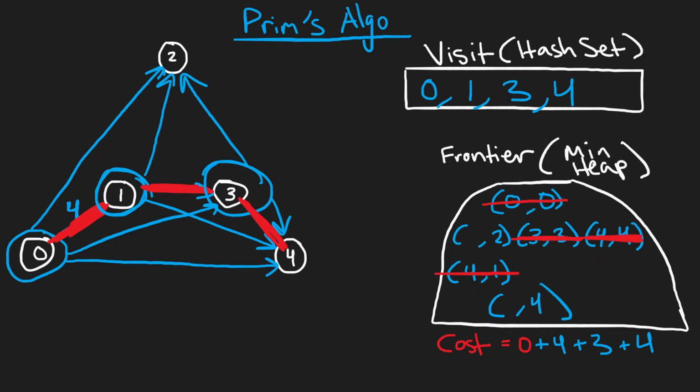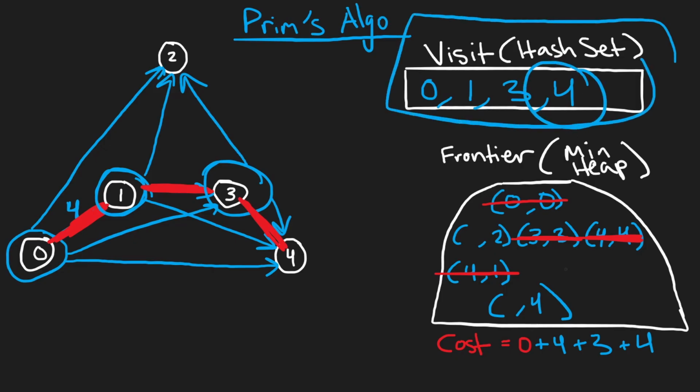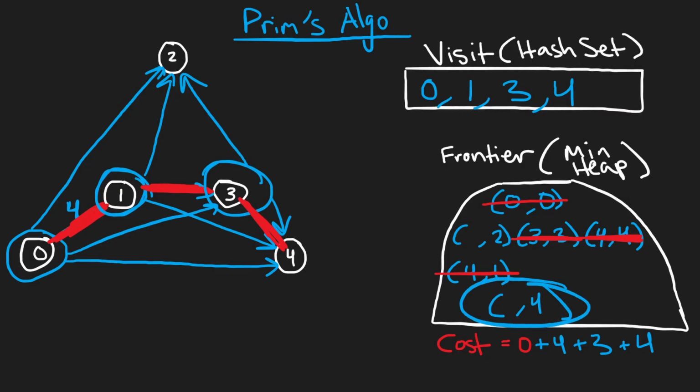What would we do? Well, we would see, okay, let's take a look at our visit. Well, 4 has already been visited, right? So there's no need to add this to visit again, and there's no need to add the frontier of that again, and there's no need to take the cost of that and add it to our total cost, because 4 was already connected to the graph. We don't want to add a redundant cost. Okay, but so now you can see that 4 has been added to our graph.